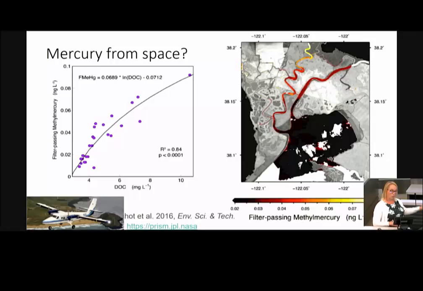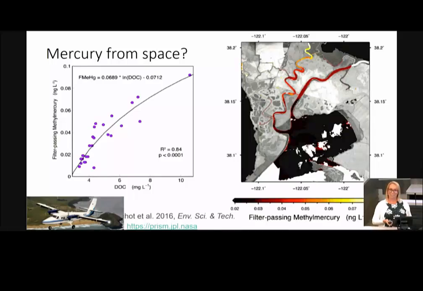And they took this relationship that they developed from in situ measurements between filter passing methyl mercury on the y-axis and dissolved organic carbon on the x-axis, measured from point measurements and then analyzed subsequently in a laboratory. And they took that model and applied it to the remote sensing imagery using a regionally dependent transfer model to create our first remote sensing image of filter passing methyl mercury.